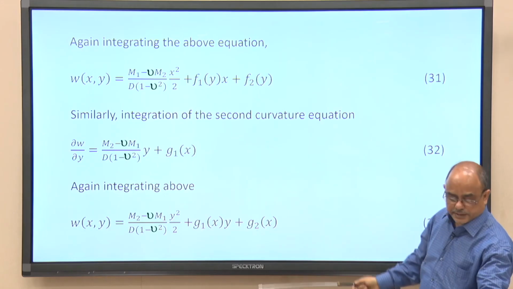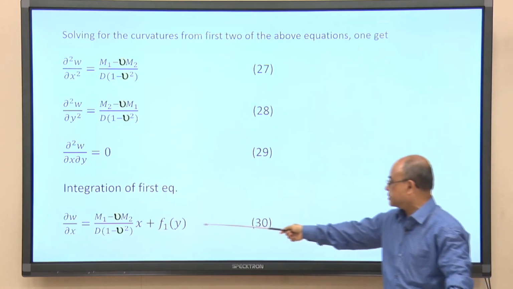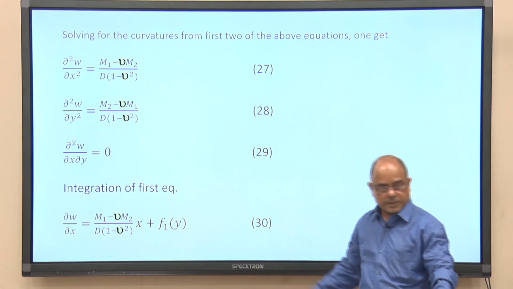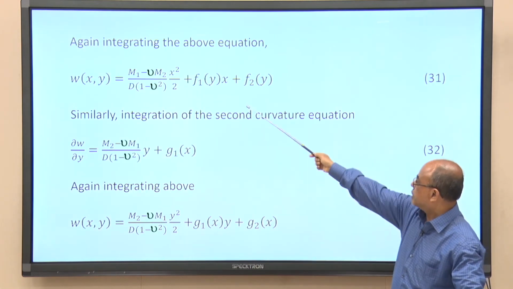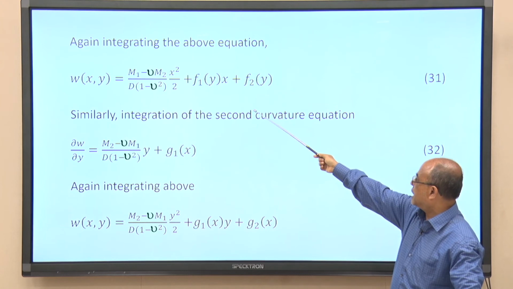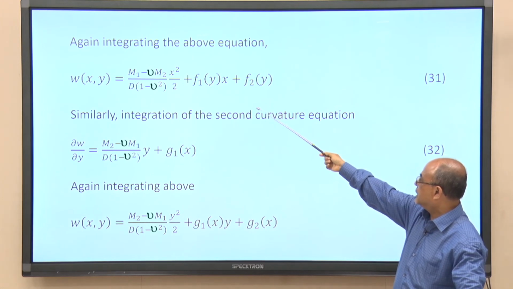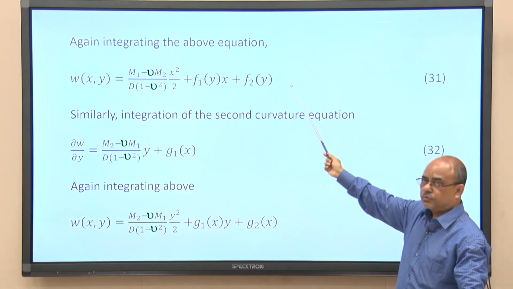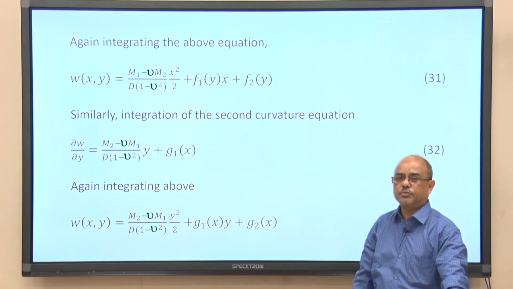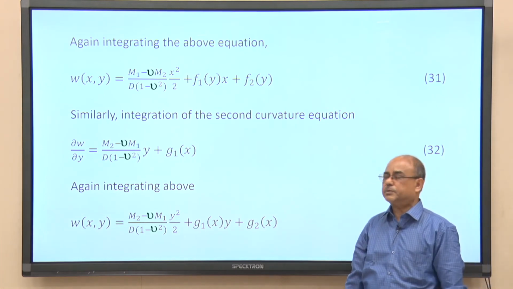Then again integrating the first expression, I get x square by 2. So, x square by 2 is coming and then f1(y) into x, and then another constant of integration which also I will take as a function of y, because I am integrating with respect to x.